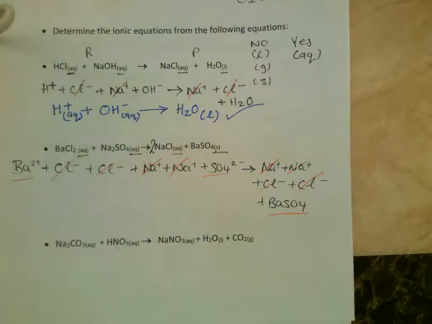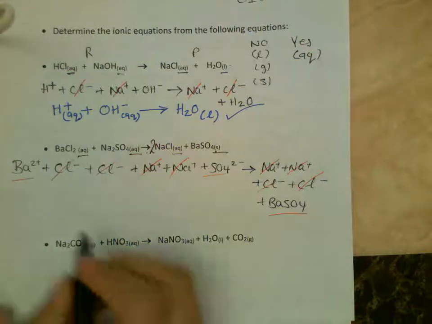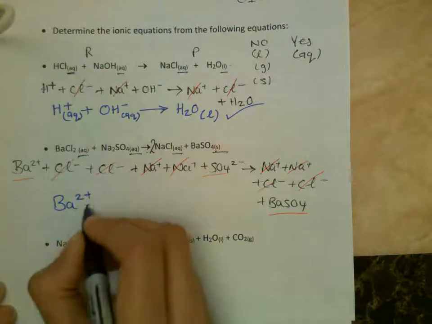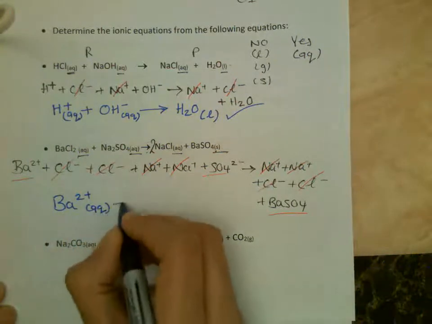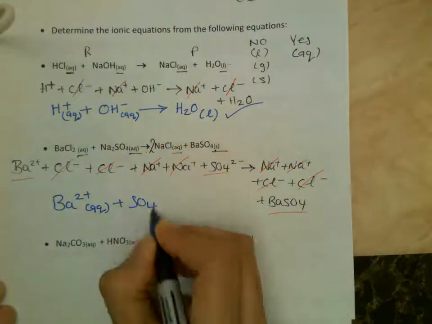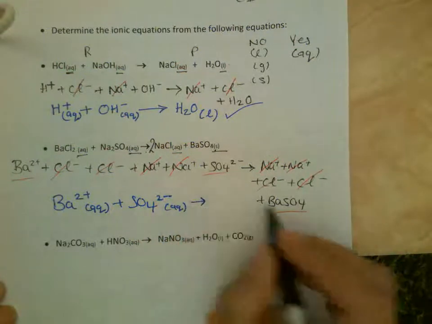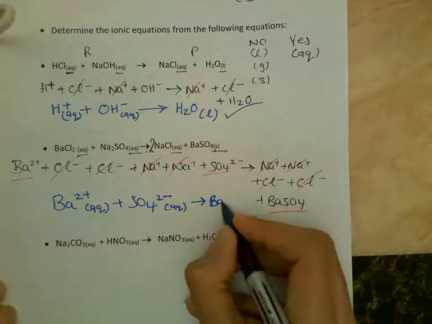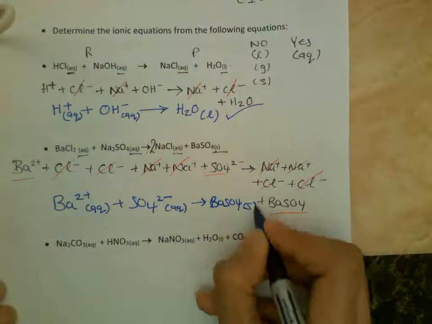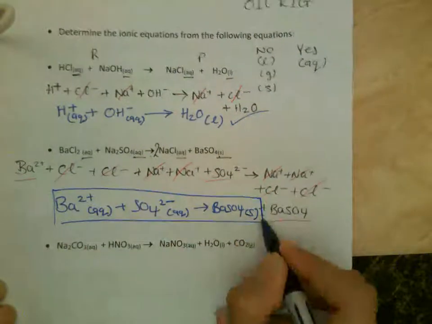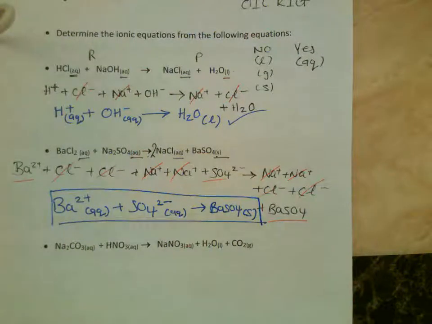Okay, so the overall equation here again would just be barium 2 plus, aqueous, plus sulfate, SO4 2 minus, aqueous, goes to barium sulfate, solid. Okay, so we're nearly there. One more to go.